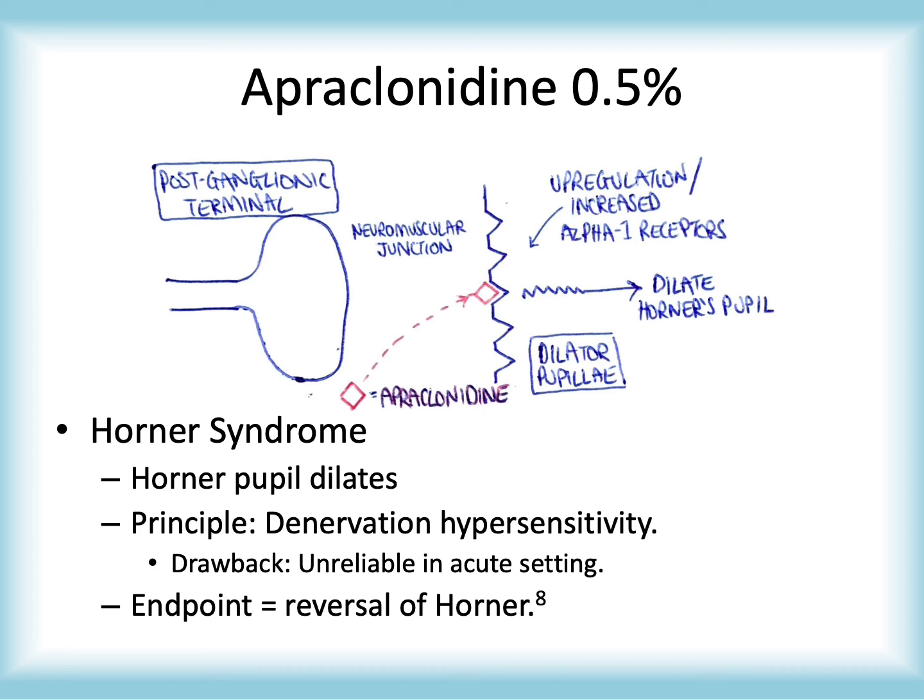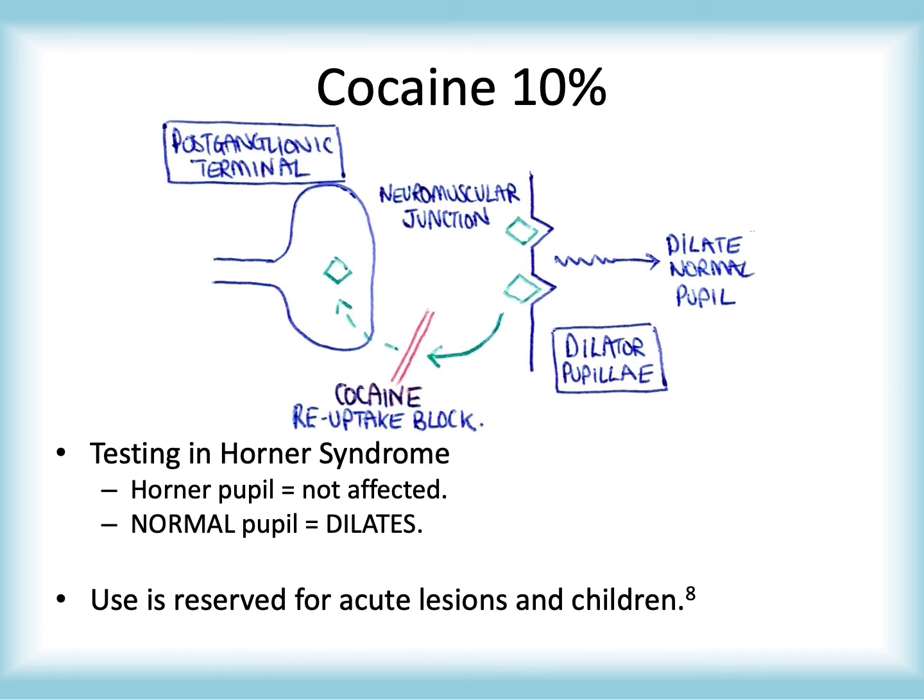With an obvious endpoint due to direct action, this is the gold standard test. However, it cannot be used in children due to risk of respiratory depression and is unreliable in the acute period until hypersensitivity has developed. Cocaine blocks noradrenaline reuptake. In the Horner's pupil, there is no noradrenaline secreted, and so cocaine has no effect, but dilates a normal pupil. As you can expect, this drug is not readily available, and so is reserved for children or acute cases.